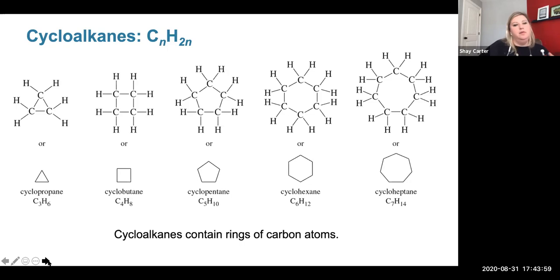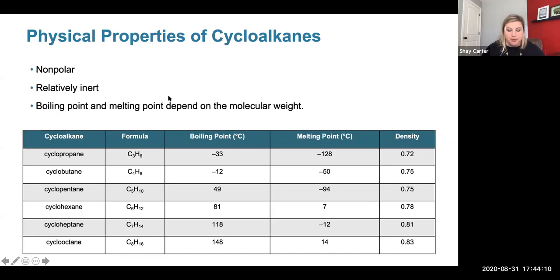So cyclo, we use the prefix cyclo to represent anything that has a ring, okay, or it's kind of attached, folded back in on itself. Okay, so physical properties of cycloalkanes. They're nonpolar, just like regular alkanes. They're relatively inert. They're stable. Inert means stable. We can use them for solvents, things like that. It's great if they're a liquid at room temperature.